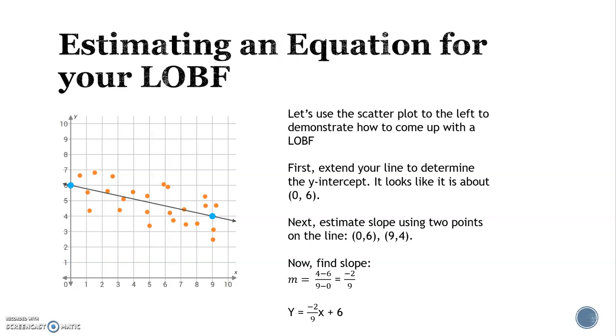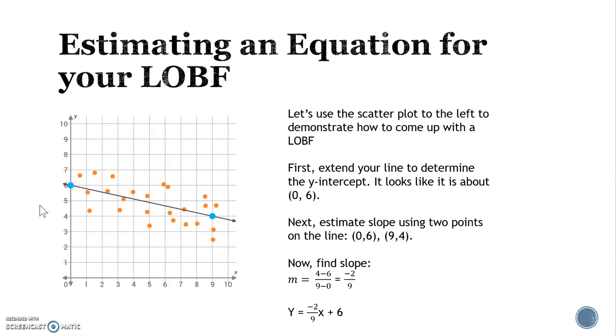I have drawn a line that has about half the data above and half the data below it. You want to extend your line to determine the y-intercept, because whenever you're writing the equation of a line, you need two key pieces of data: the y-intercept and your slope. So I need to extend it, and I highlighted that point in blue.